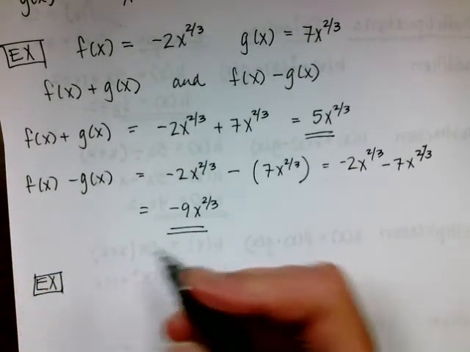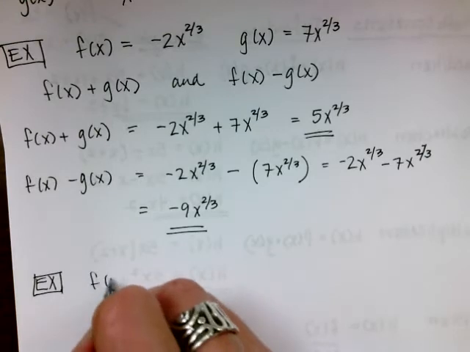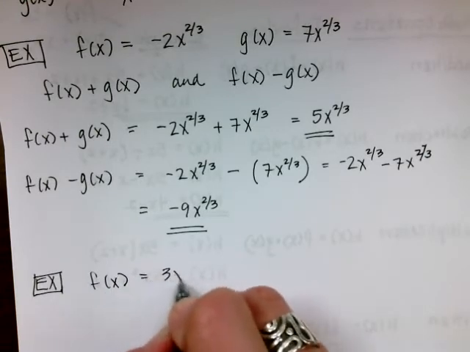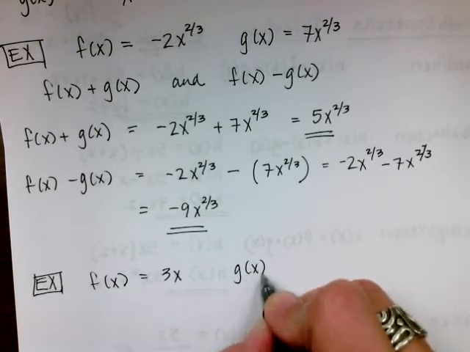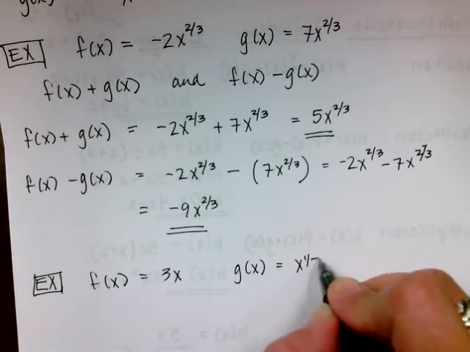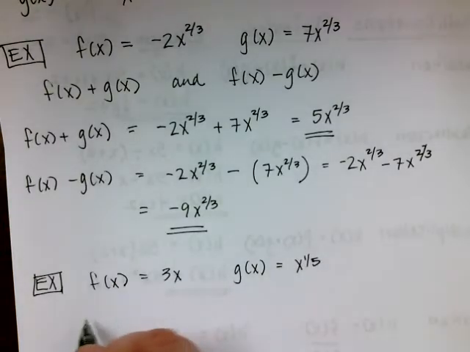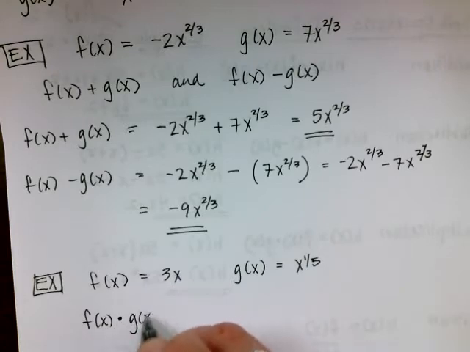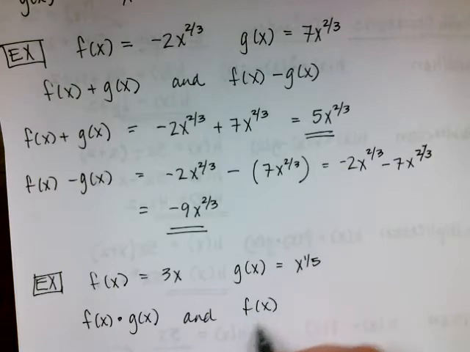All right, I have one more example for you. I told you today was really short and sweet. I'm going to do f of x is equal to 3x, and g of x is equal to x to the 1/5. Alrighty. I want you to find f of x times g of x, and then I want you to find f of x divided by g of x.